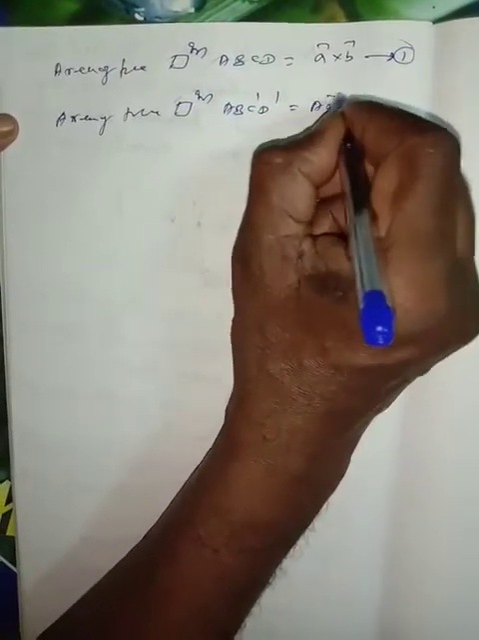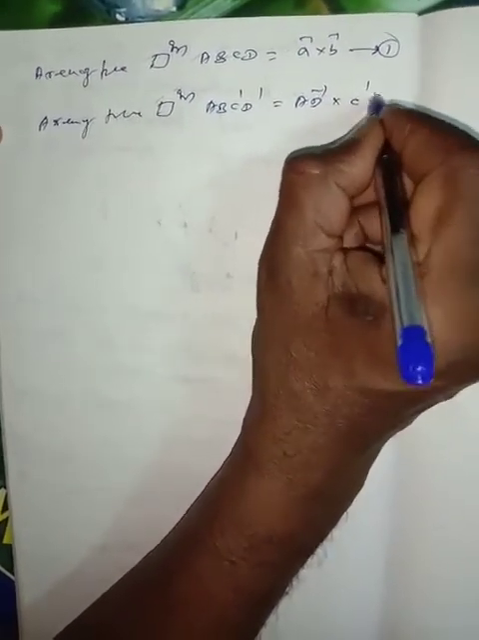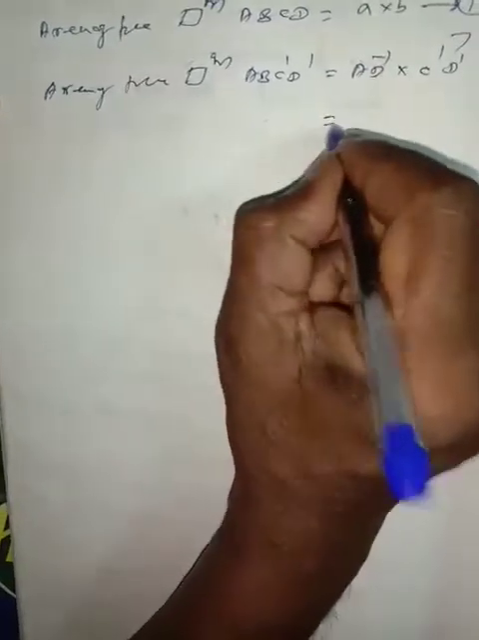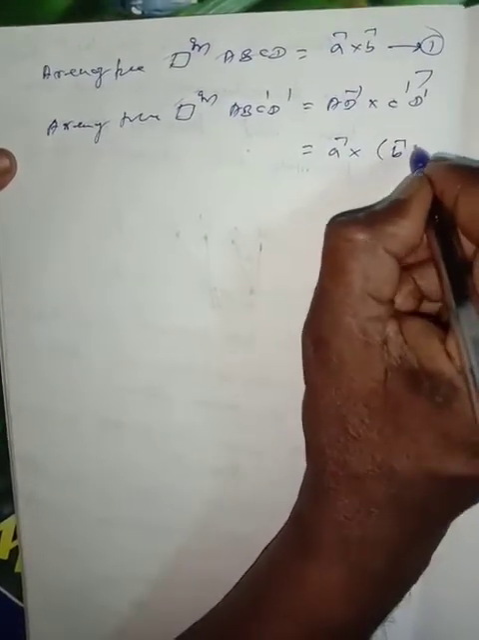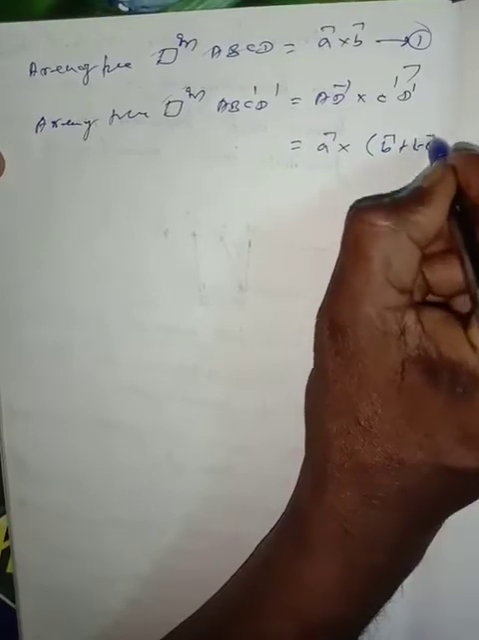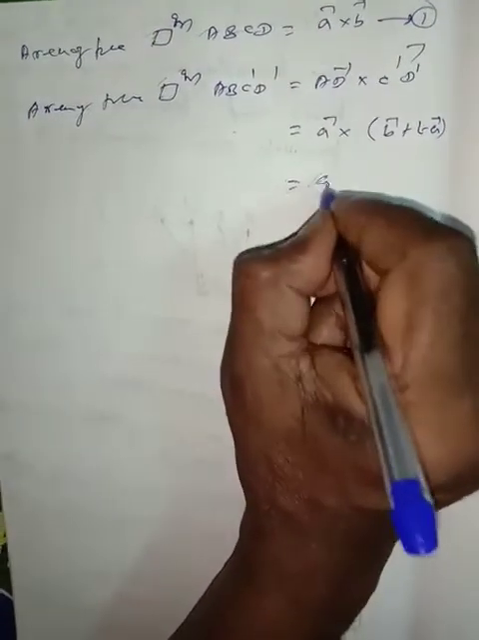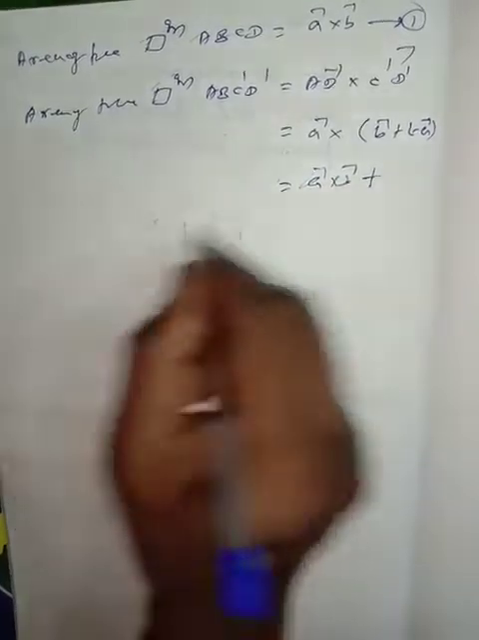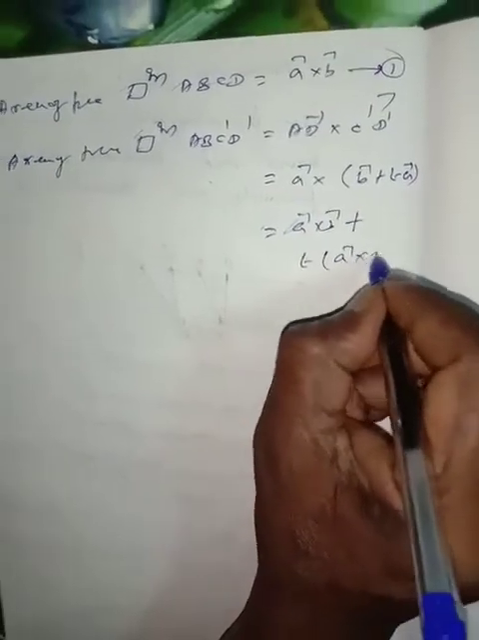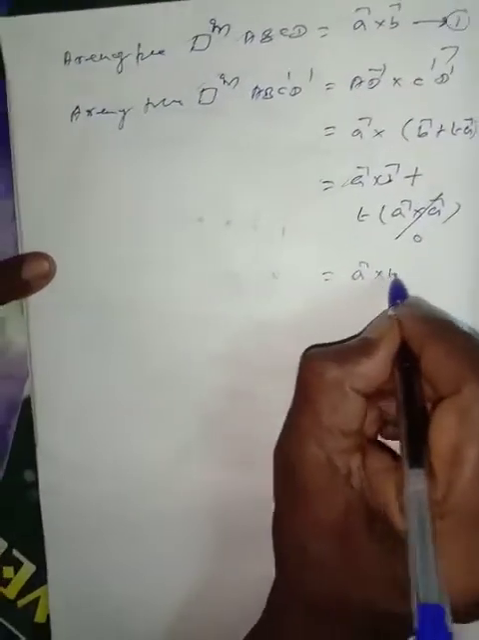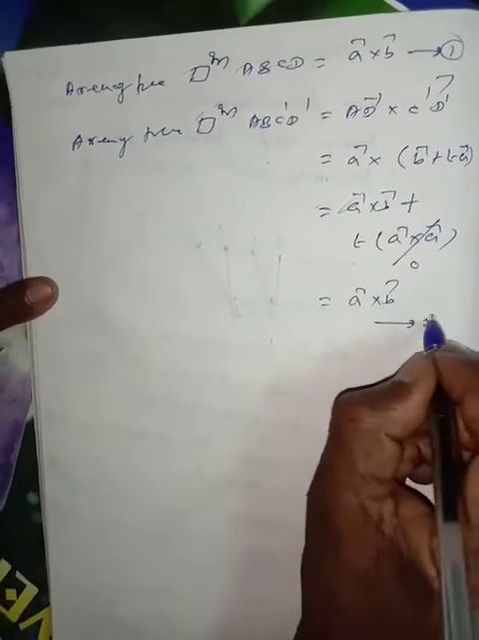Area of the parallelogram ABC'D' is equal to AB vector plus C'D' vector. This means A vector cross B vector plus some constant t into A vector. Cross product gives A vector cross B vector plus constant t into A vector cross A vector. This is 0. Therefore, A vector cross B vector. Call this equation number 2.